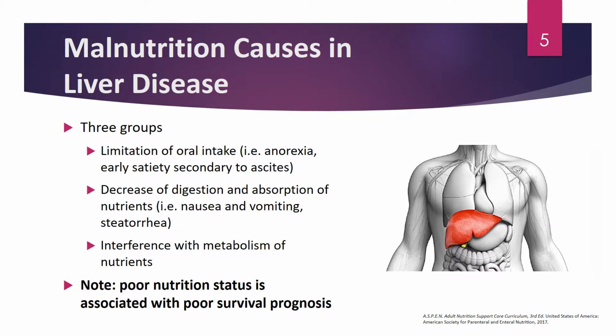And there are many different causes relating to why patients are malnourished in having liver disease. They basically come in three main groups. One of them is more or less limitation of oral intake. Patients may have anorexia or early feeling of fullness secondary to ascites. So if you remember in liver disease, because the liver is damaged, the liver may not produce as much albumin. And albumin is one of our proteins in the body that essentially acts as a magnet for fluid.